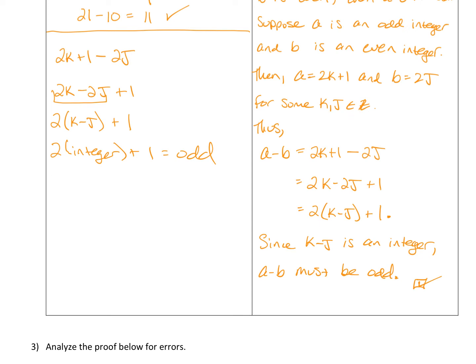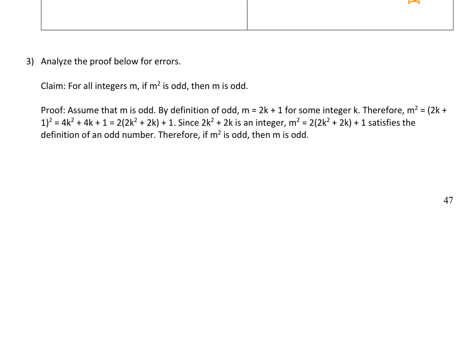And a lot of other details that you are holding in your head when you write this down, but when you write a proof for a reader, you must be explicit about. All right, I have a proof here that we're going to analyze for errors. Claim: for all integers m, if m squared is odd, then m is odd. So the proof starts with "assume that m is odd," and we've already found our error, right?